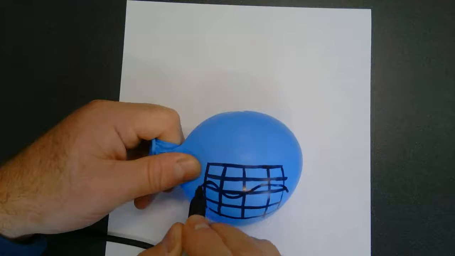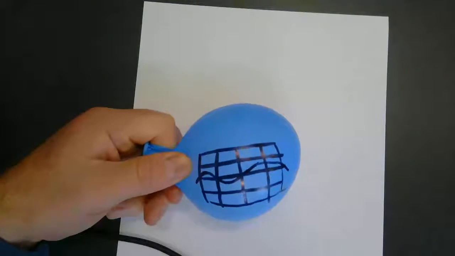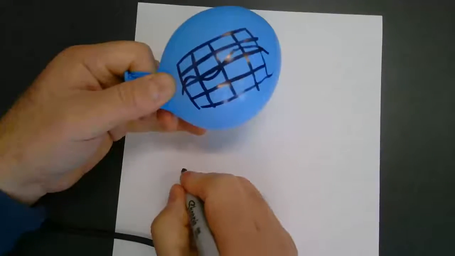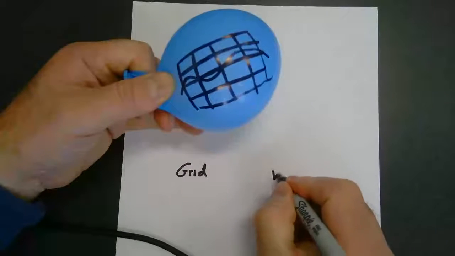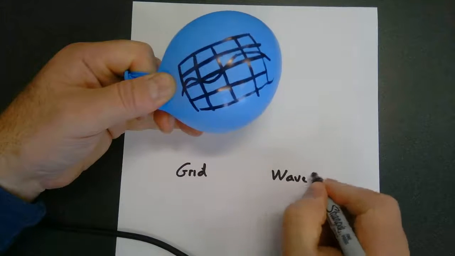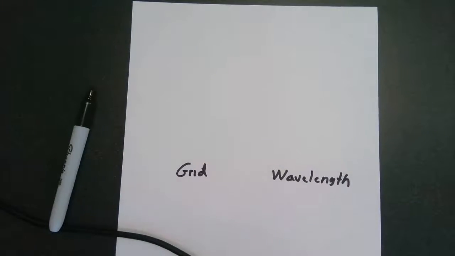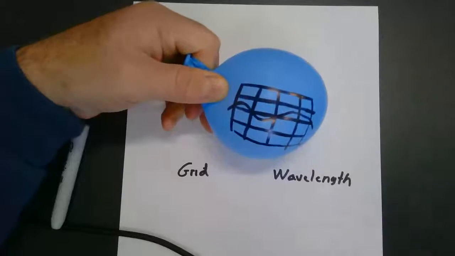Okay, so there's our wave. It comes out the end a little bit there. Okay, good. There's our wave. And if I were to measure it, in fact, I think I'm going to measure a couple things. I'm going to measure the grid and the wavelength. So the grid, let's go centimeters.